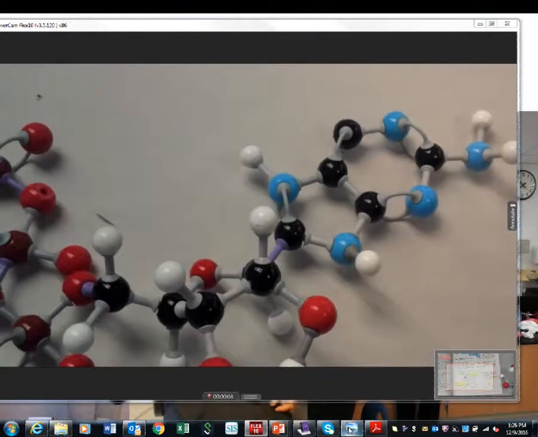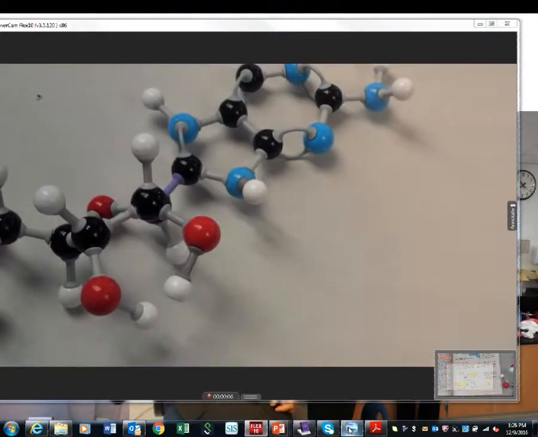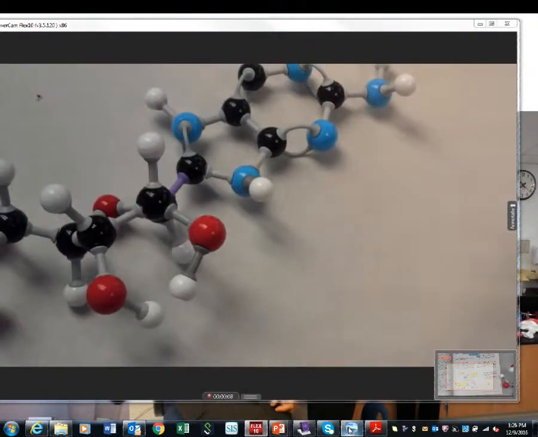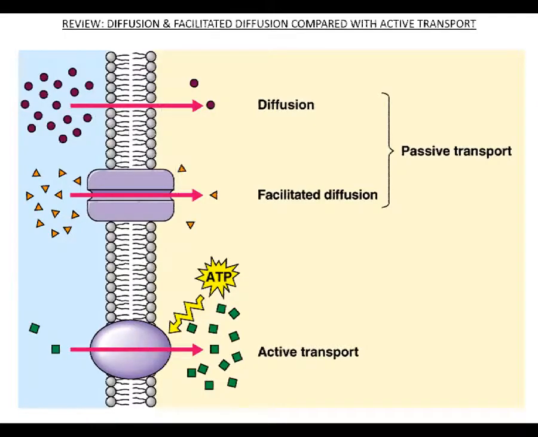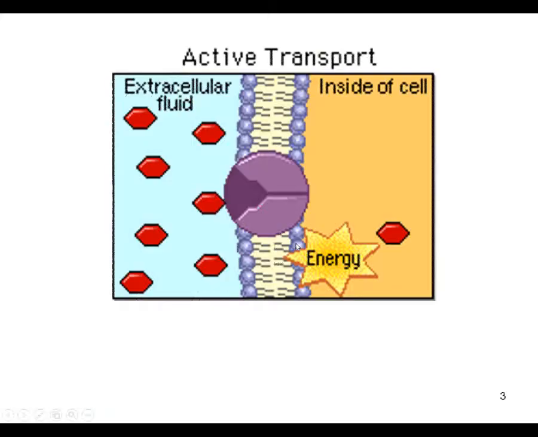So here we go. Let's look at this. Actually, let's come back to this and look at this. Do you remember this? Yes. All right. What's the difference between the bottom one and the other two? The bottom one uses energy. The whole focus of this next unit is to talk about how we use this energy and how it's generated. So let's watch this one.